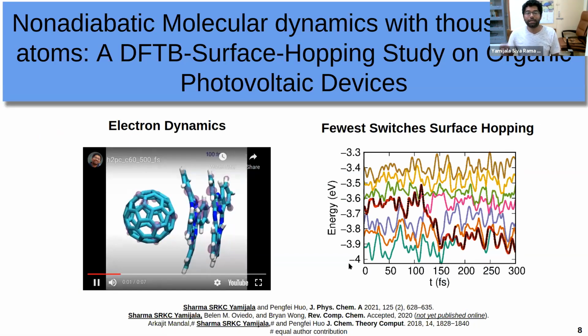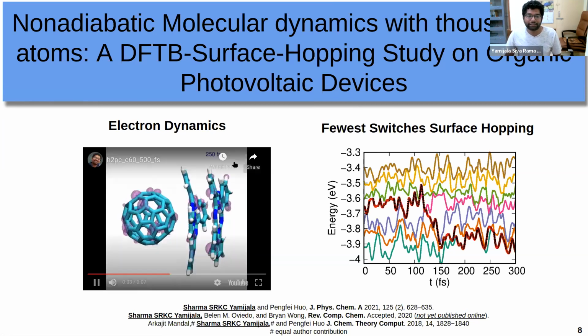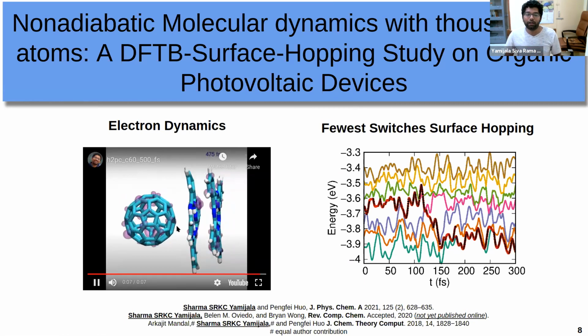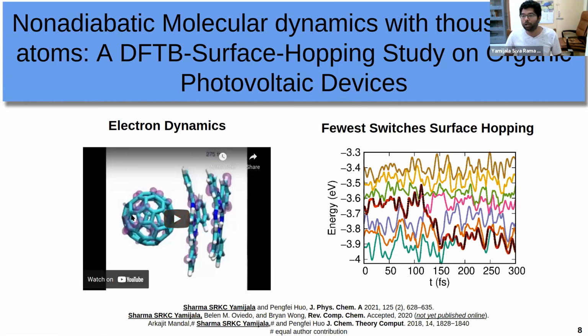So you can clearly see that on the right hand side we have this phthalocyanine molecule, which is a donor molecule, and on the left hand side we have a fullerene molecule. What we have seen in the video is an ultrafast charge transfer of the electrons from the phthalocyanine moiety, which is the donor moiety, to the acceptor moiety, and we simulated this using the fewest switches surface hopping methodology.